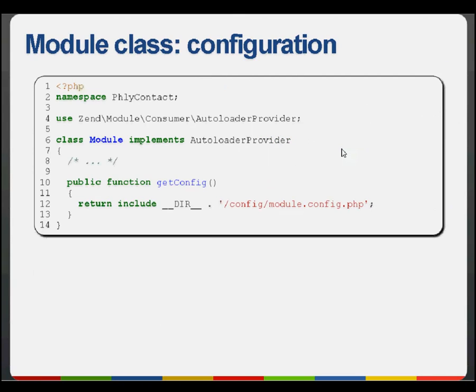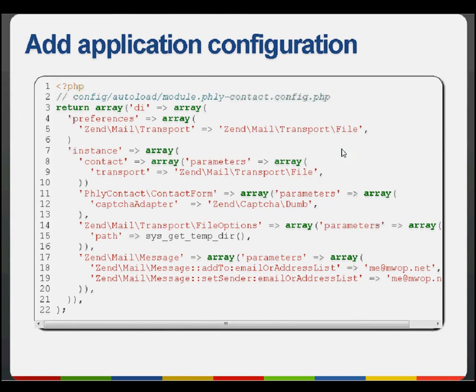For the configuration, of course, we want to grab our configuration. That's what we've been defining, so we simply include config/module.config.php, and we're done with that. We're not actually doing any tying into the event manager at this point, so I don't have to show anything else from the Module.php file. We're only going to do autoloader configuration and the configuration for the application at this point.